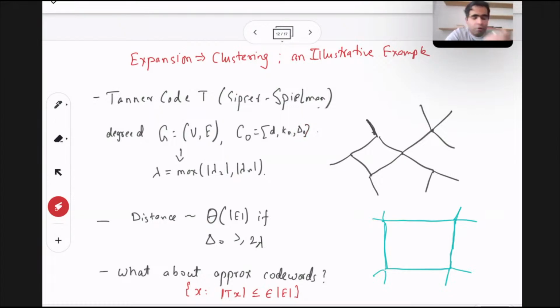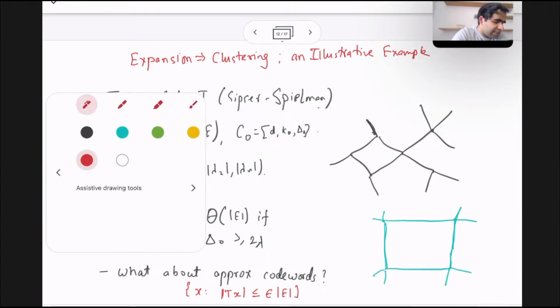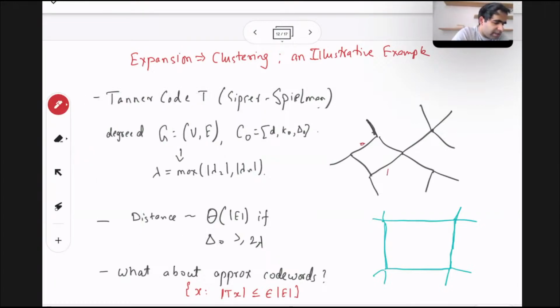And the way this whole code is defined is that the bits live on the edges. So the bits are going to live on the edges, and the checks live on the vertices. So each check lives on vertices. So each check is defined by this code.